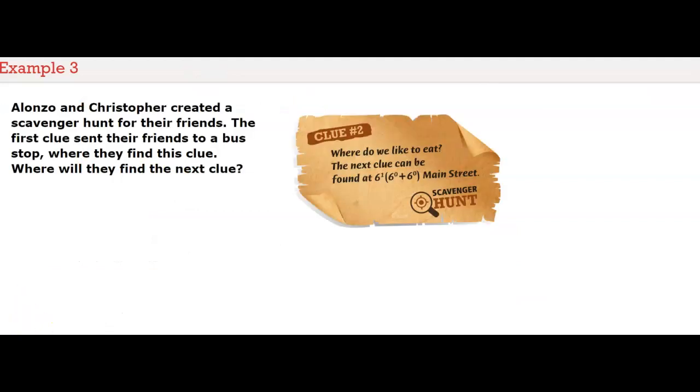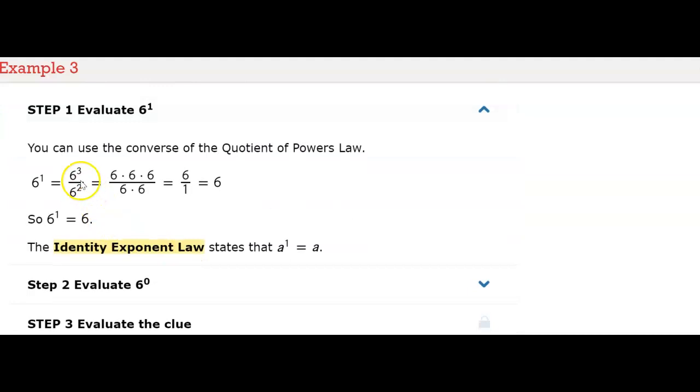Alonzo and Christopher created a scavenger hunt for their friends. The first clue sent their friends to a bus stop where they find this clue. Where will they find the next clue? Step 1, evaluate 6 to the power of 1. That's from the clue here. And then it says you can use the converse of the quotient of powers law. 6 to the power of 1 is 6 to the 3rd power over 6 to the 2nd power.